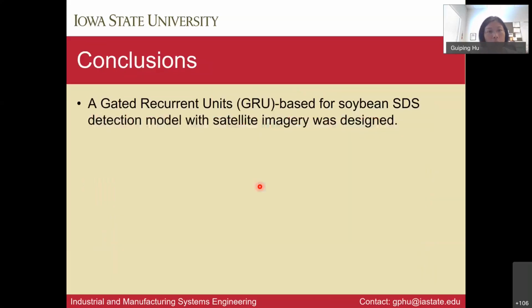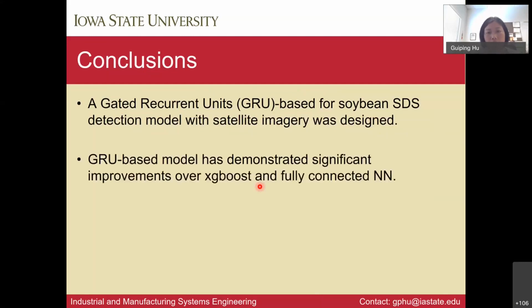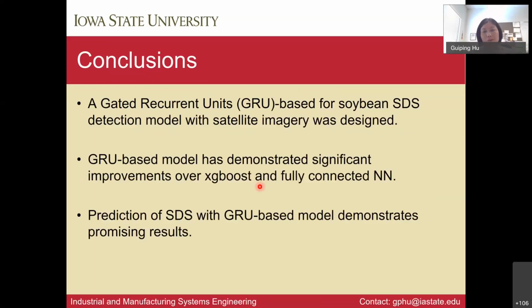Okay, so to summarize this piece of work, we designed a gated recurrent unit for soybean SDS detection, and this has improved upon the traditional neural network models. We also did some prediction work, which I did not include in this presentation, given the time.